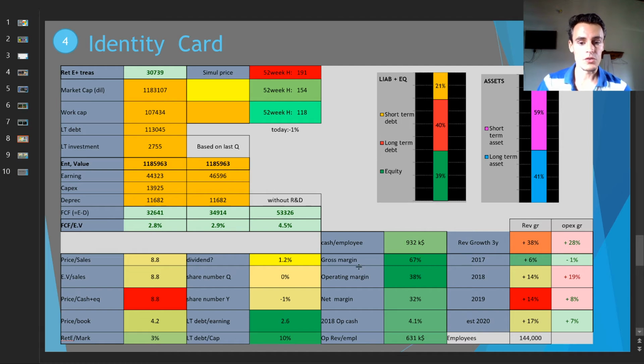Ideally, I like to compare the gross margin, 67%, with a similar EV to sales, so an EV to sales around 6 would be, let's say, a better value. But overall, it's quite good.